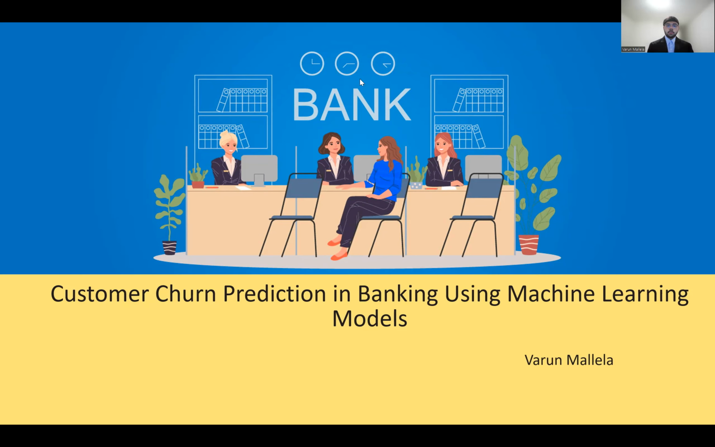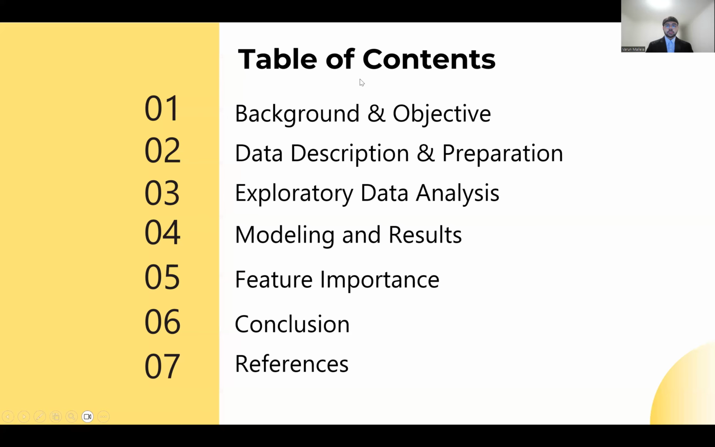Now, let's move on to the table of contents in my project. It has background and objective. First, I'll start off with that. Then I will be going about what dataset I used and its description and the different preparations I've done for the dataset for the analysis. Later, I'll be going through the EDA, which is exploratory data analysis. Then I will be talking about modeling and results. Then I'll be talking about feature importance, which I have done. And at last, I'll be talking about the conclusion and references.